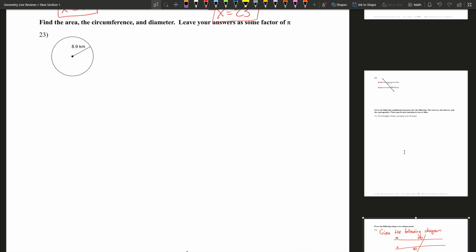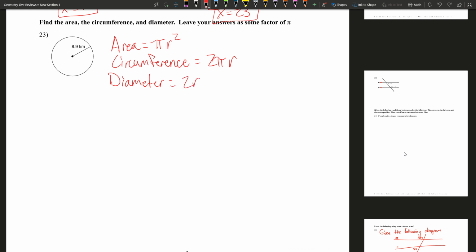Area, circumference, and diameter. The area of a circle is pi r squared. The circumference is 2 pi r. And the diameter is just 2r. All right, so the area of this is pi times the radius squared.